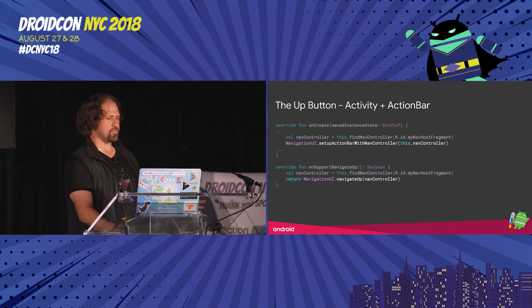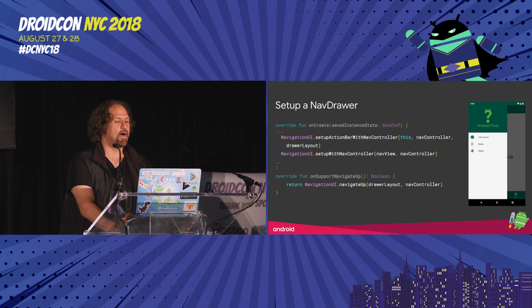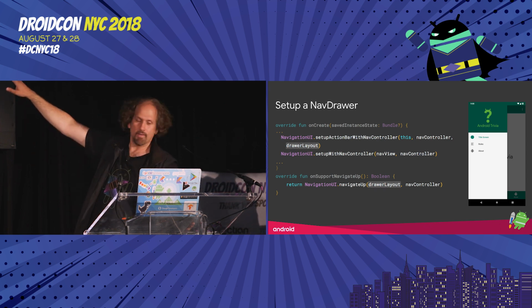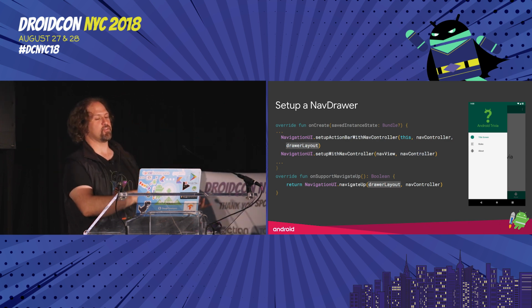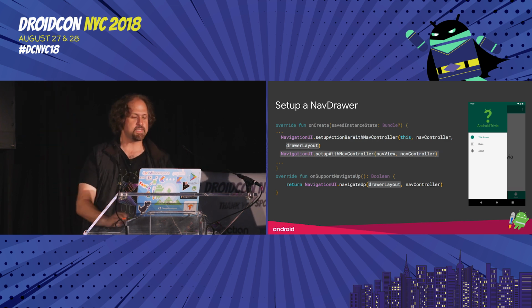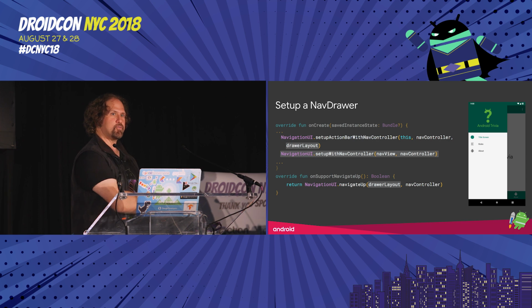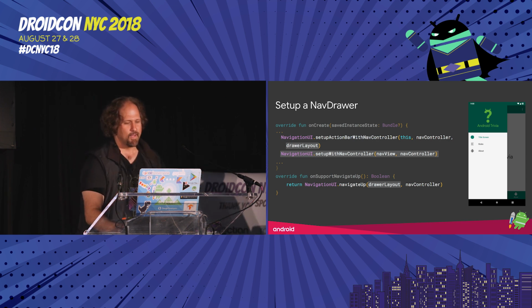So again, pretty straightforward. And then we can easily add the navigation drawer to the same thing by adding the drawer layout to the existing actionBarWithNavController and navigateUp functions, as well as setting this additional setupWithNavController on the nav view that's associated with the nav drawer. I'm sure that was all completely clear.